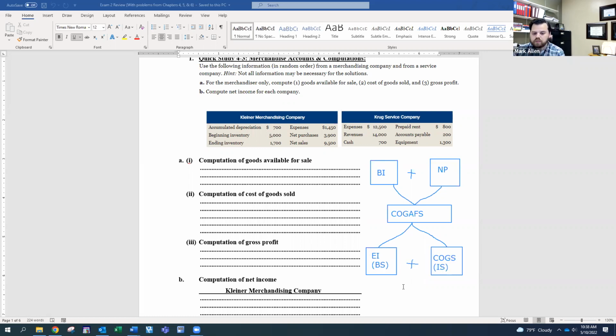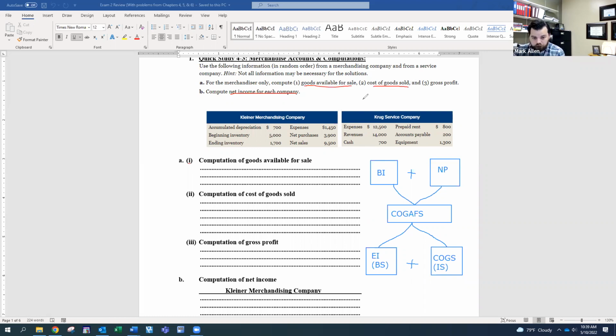Now, if you have this picture drawn out, now it's just a matter of finding the information we need and dropping it in the boxes. So I'm going to change the color of my pen here just to make this a little bit easier to see what's going on. In this case, they tell us for the merchandiser only, compute goods available for sale and cost of goods sold and gross profit. And then, of course, compute net income for each company. Now, why can we only do this for the merchandiser? Well, the merchandiser sells goods, right? My other company in this case, my service company, doesn't have inventory. So they can't have things like cost of goods sold. It doesn't make sense.